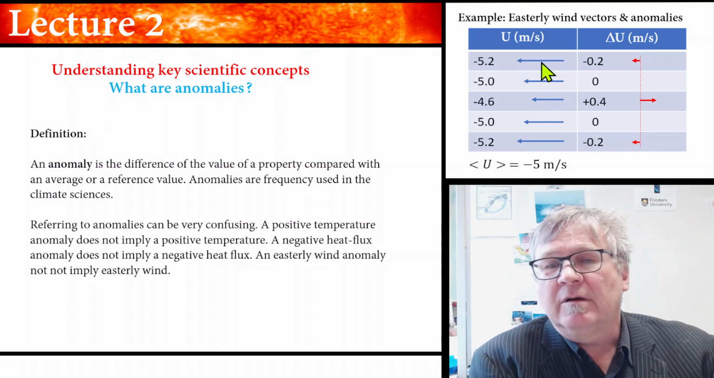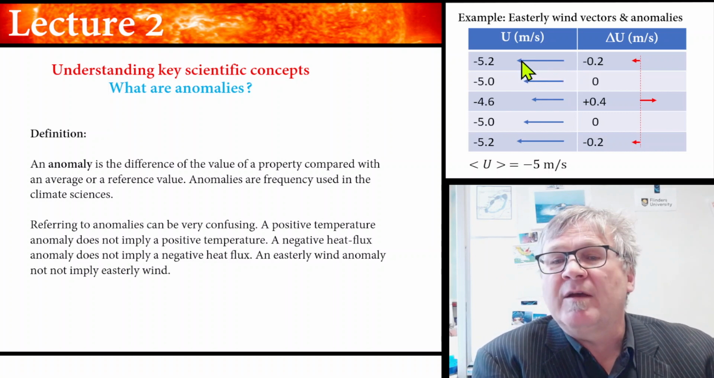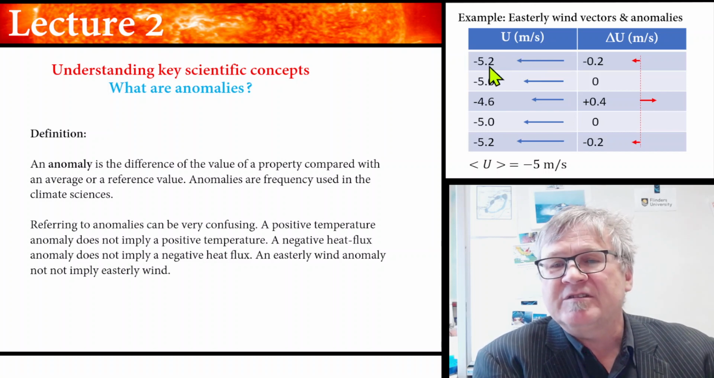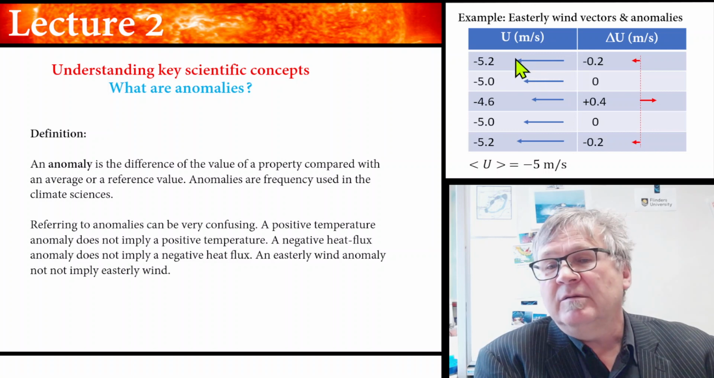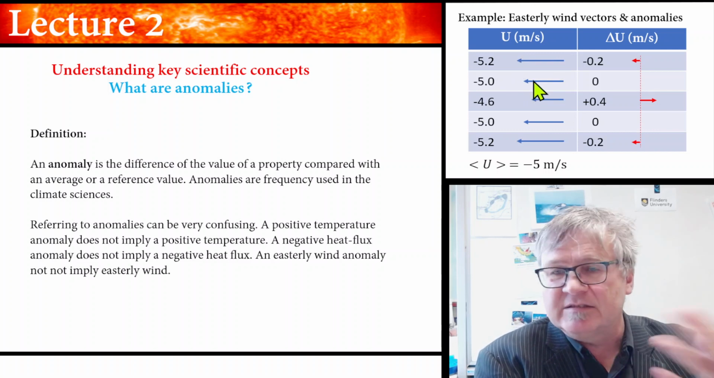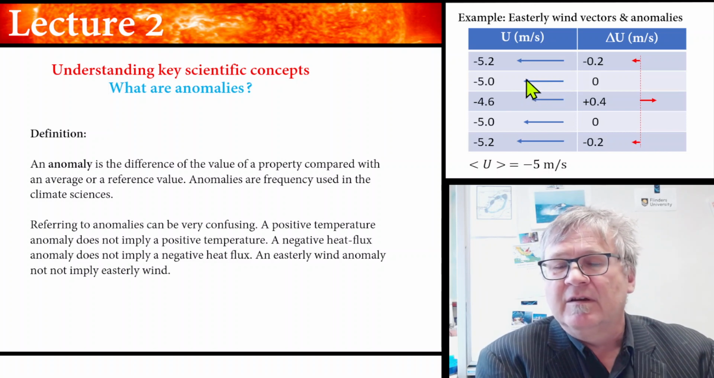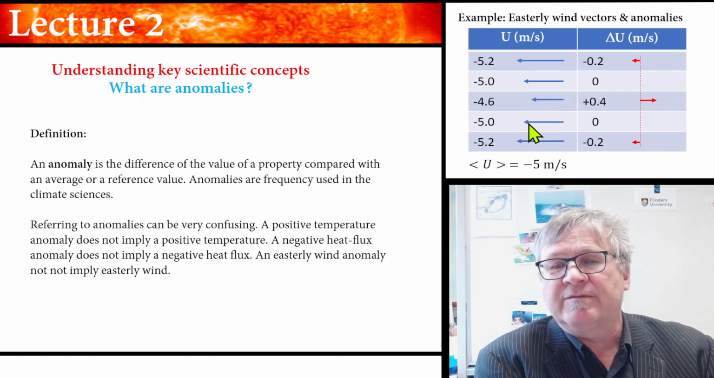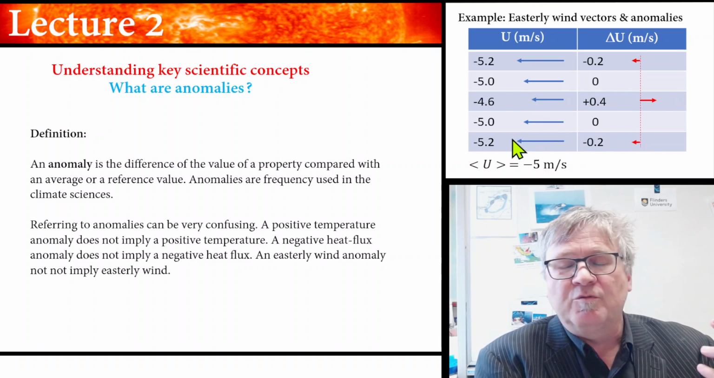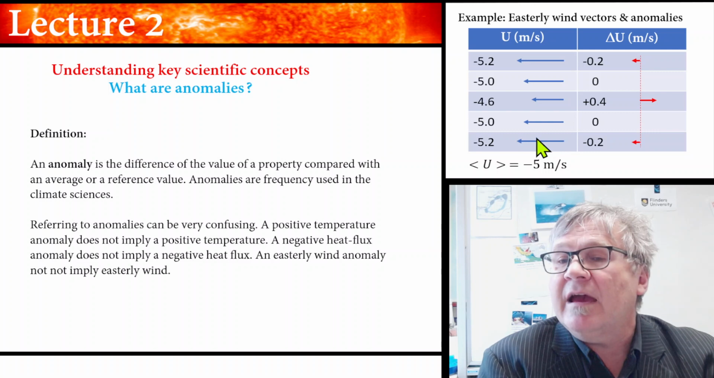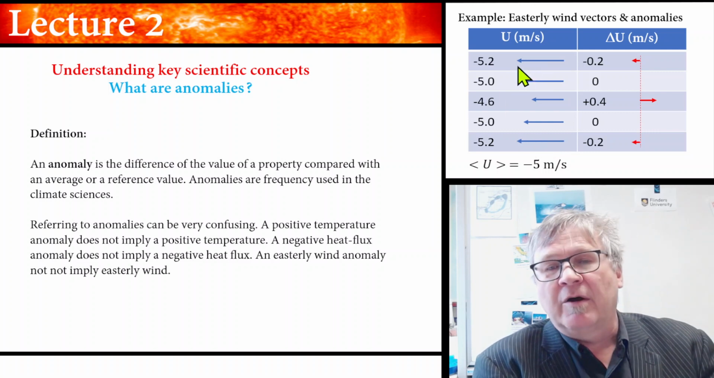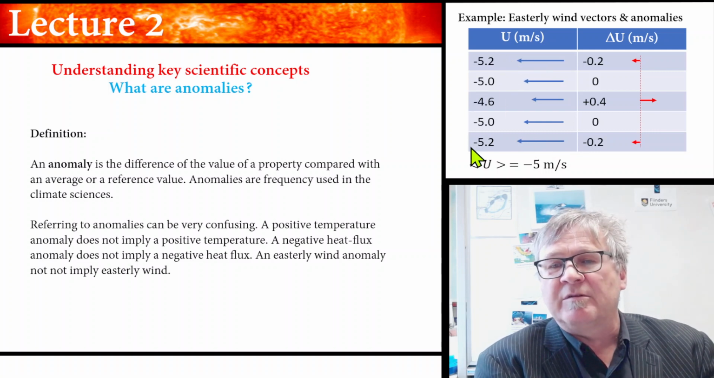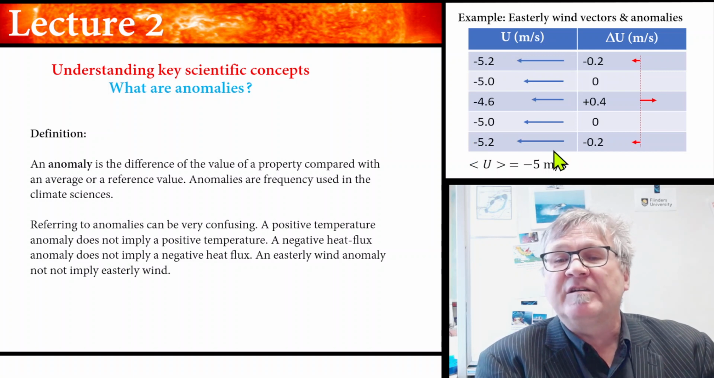So you think about one wind event or a situation where you have a wind speed of minus 5.2 meters per second. The next time you have minus 5 meters per second. Minus is really important here, it comes from the east. Then you have minus 4.6 meters per second, and then minus 5 and minus 5.2 meters per second. You take the average, you know how to calculate an average, just the sum divided by 5, and you get minus 5 meters per second.